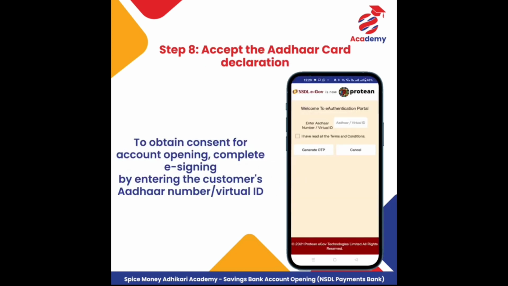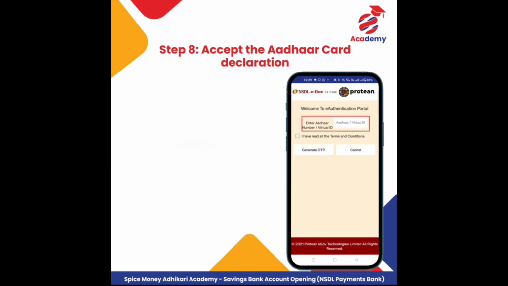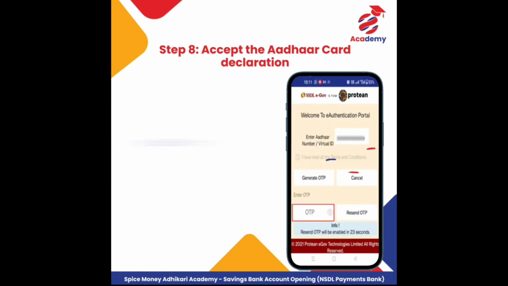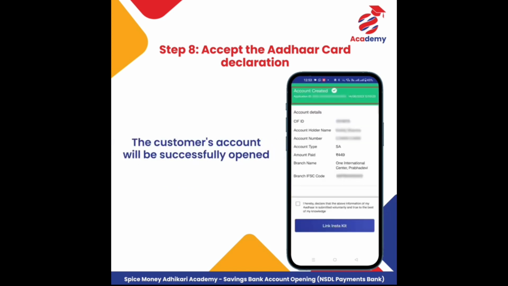To obtain consent for account opening, complete e-signing by entering the customer's Aadhaar number or virtual ID. Accept the terms and conditions. Tap on Generate OTP. An OTP will be sent to the customer's Aadhaar linked mobile number. Have them retrieve it and enter it here. The customer's account will be successfully opened.